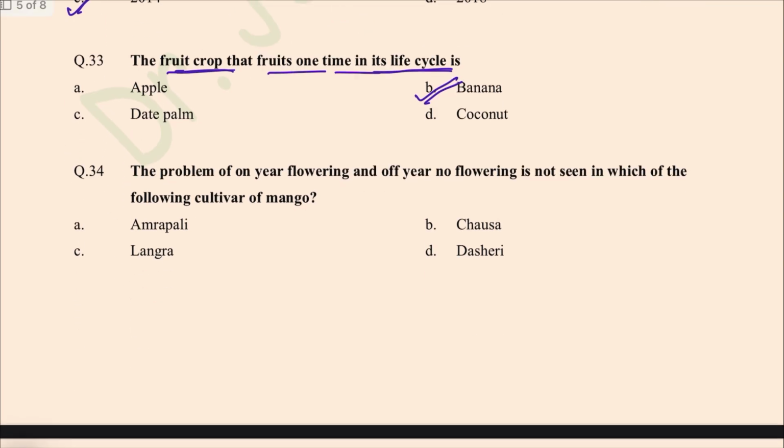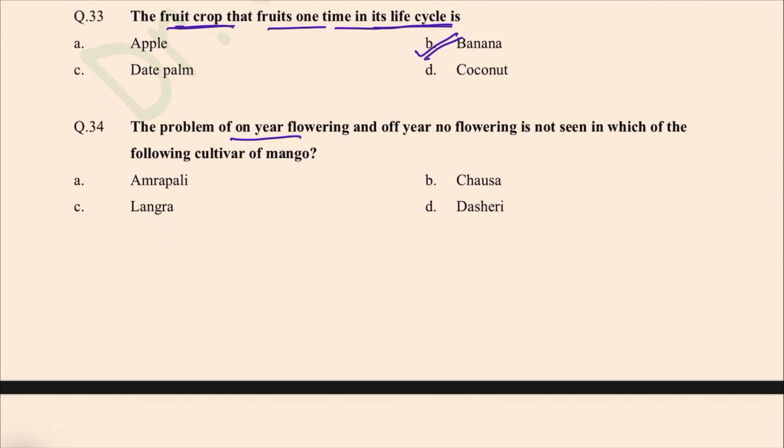Next question. The problem of on-year flowering and off-year no flowering is not seen in which of the following cultivars of mango? This is known as alternate bearing or regular bearing. If it flowers in every season, that is called regular bearing, and if the bearing alternates, that is called an alternate bearing mango variety. Biennial or alternate bearing is a major physiological disorder in mango, where a tree yields a heavy crop one year, the on year, and a sparse or no crop the next year, the off year.